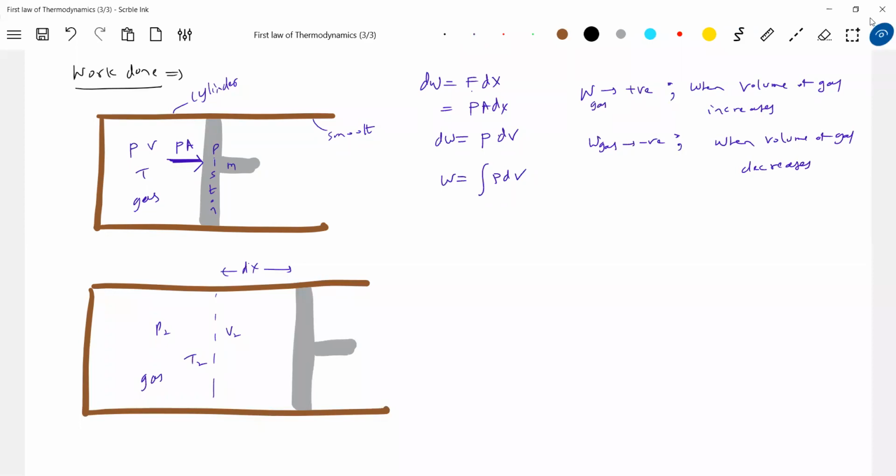Suppose I move the piston towards the left, with myself as the action agent. In that case, what will happen? The gas does negative work, so work is done on the gas. Either the gas does work, or work is done on the gas.